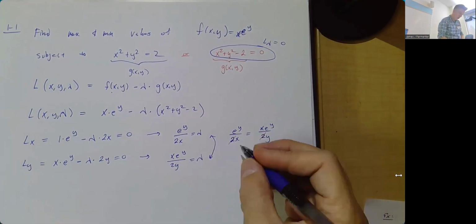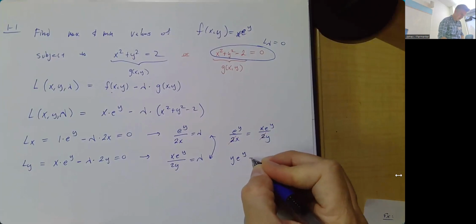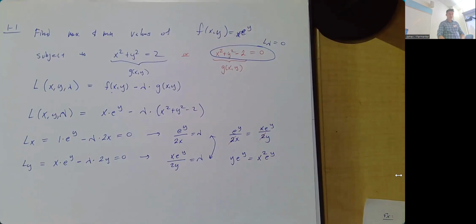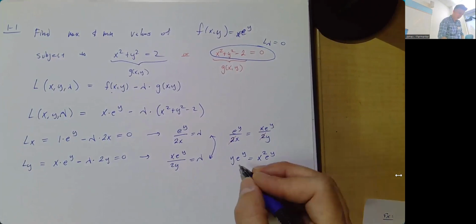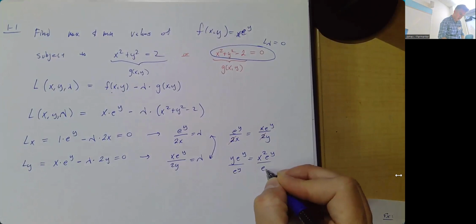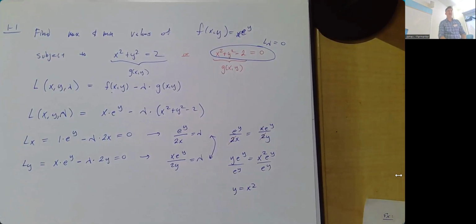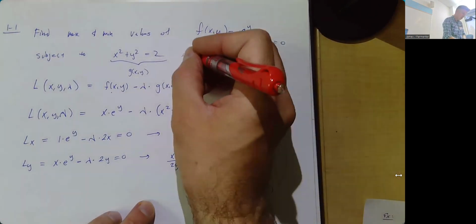But I'm going to get y e to the y equal to x squared e to the y. But if y e to the y is equal to x squared e to the y, well, y has to equal x squared because e to the y is e to the y. Or in other words, you can divide both sides by e to the y. So dividing by e to the y, you get y equal to x squared. And that's enough. That's a relationship between x and y. I can now take that relationship and sub it back in to my constraint.